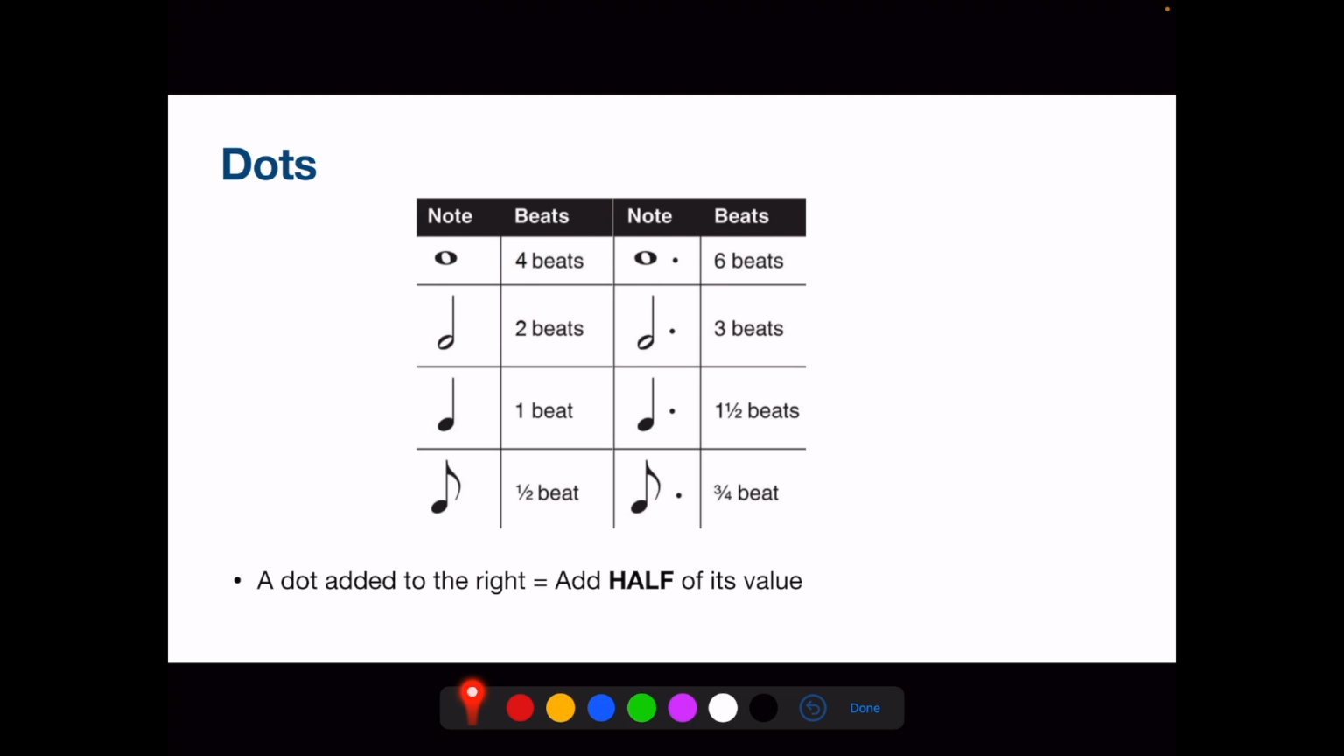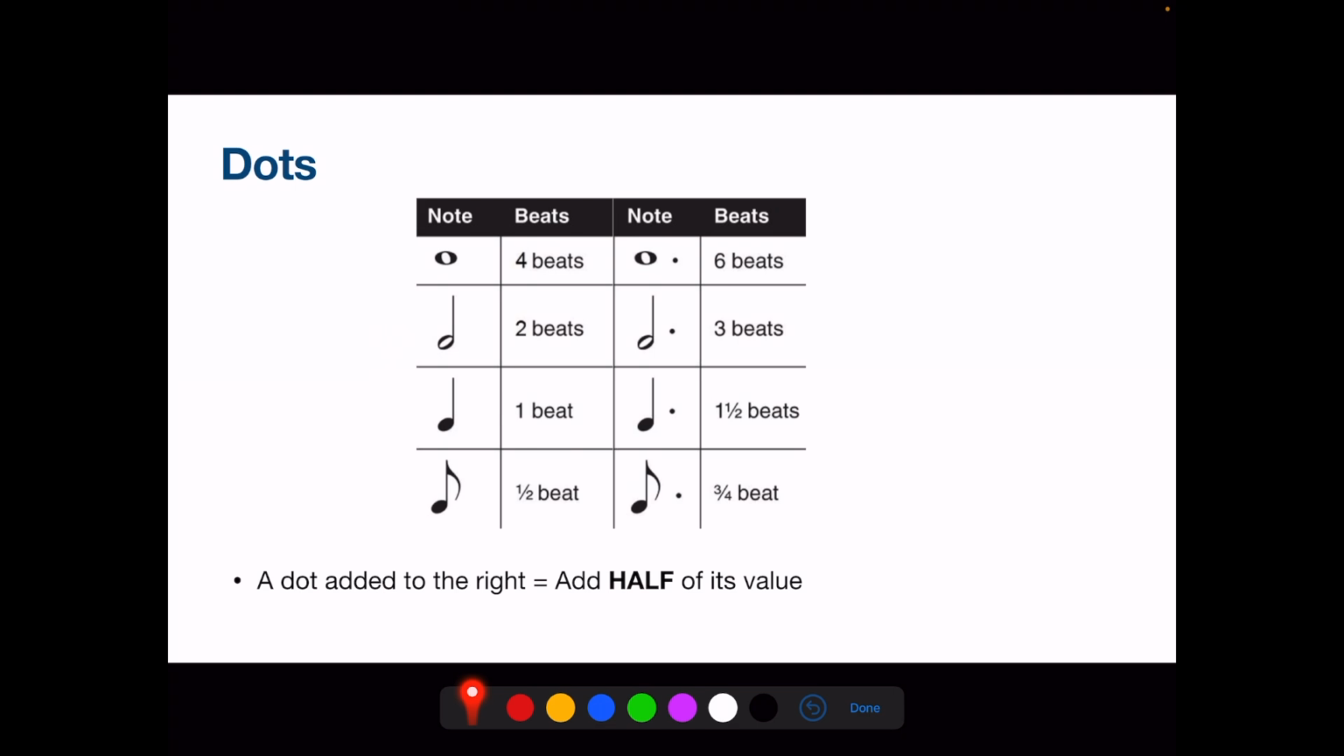So in this case, we have a whole note here. A whole note has 4 beats. If we add a dot next to the note, what's half of 4? That's 2, right? So 4 plus 2 gives you 6 beats. And here we have a half note. A half note has 2 beats, right? Ta.